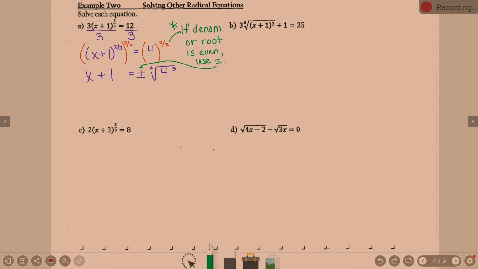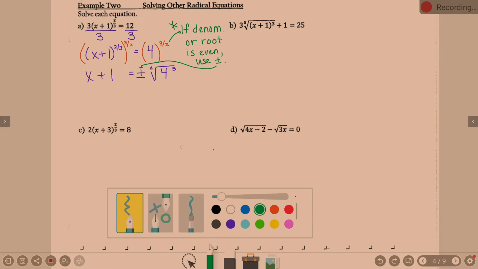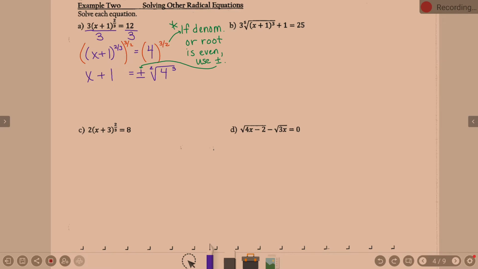Okay. Let's clean up that right if you haven't already. Unless you have a question. If you have a question, stop me. Ask. The left is x plus 1. The right, plus or minus.